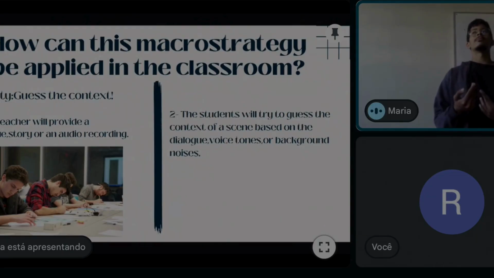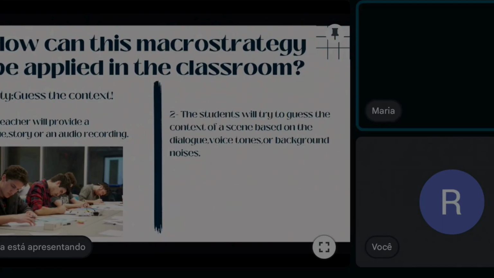This activity will serve the purpose of observing the context based on everything we've seen so far. So that's basically it.